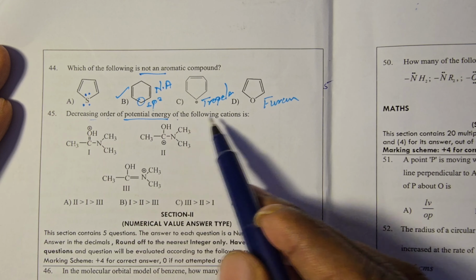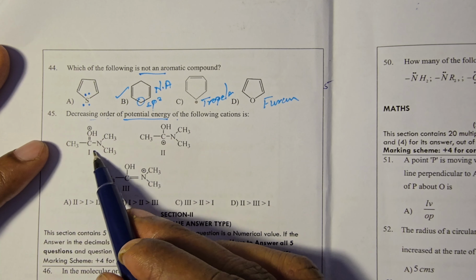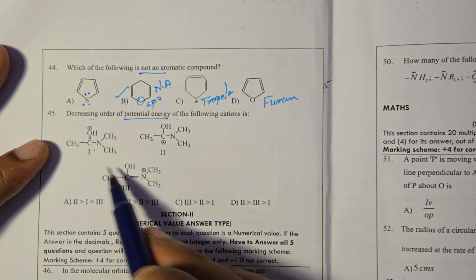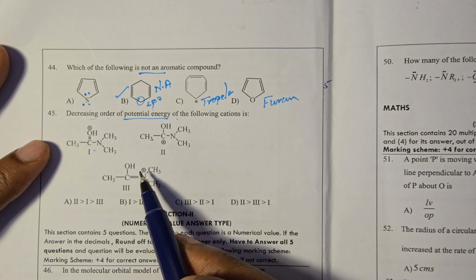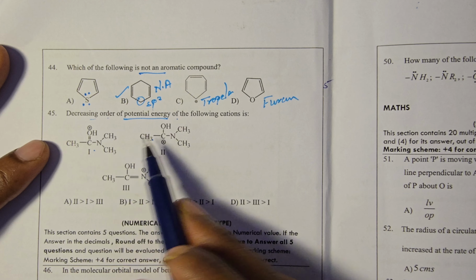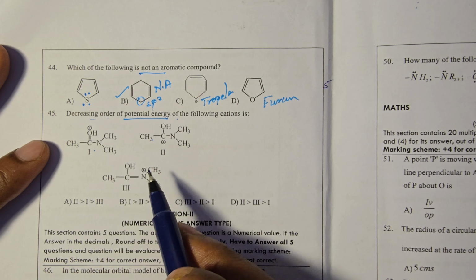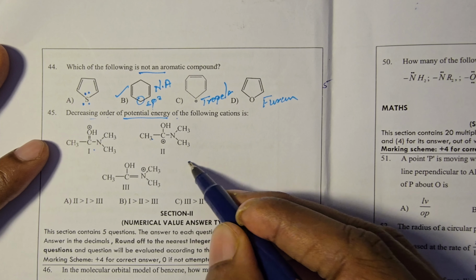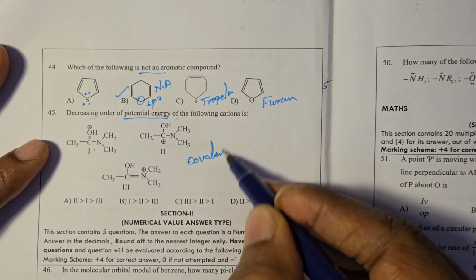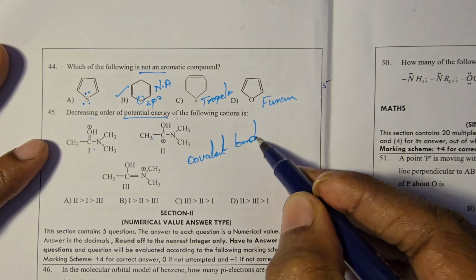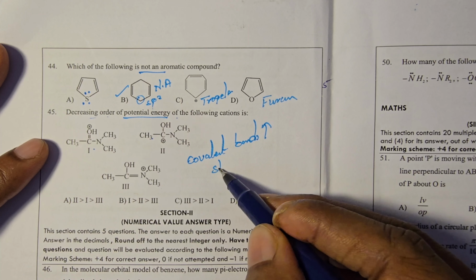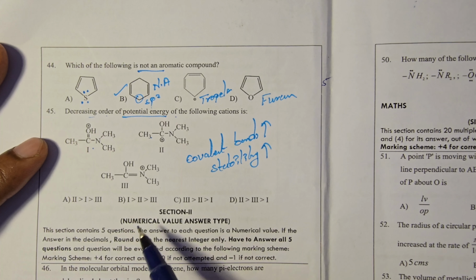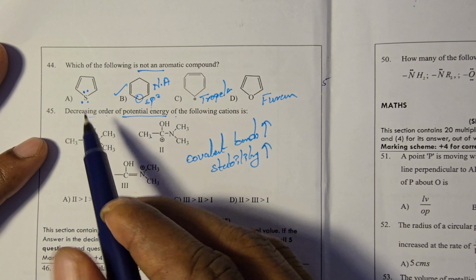Next, decreasing order of potential energy of the following cations. Observe the number of resonance structures in every molecule. These molecular ions have resonance structures. Observe the number of covalent bonds in every molecule. Here the number of covalent bonds is more. As covalent bonds increase, stability increases.